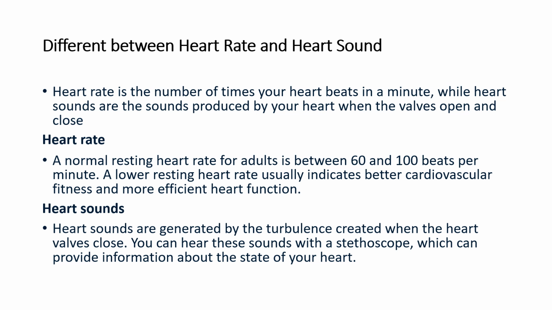Heart rate: a normal resting heart rate for an adult is between 60 to 100 beats per minute. Always, the heart rate for adults at rest is 60 to 100 beats per minute. A lower resting heart rate usually indicates better cardiovascular fitness and more efficient heart function.